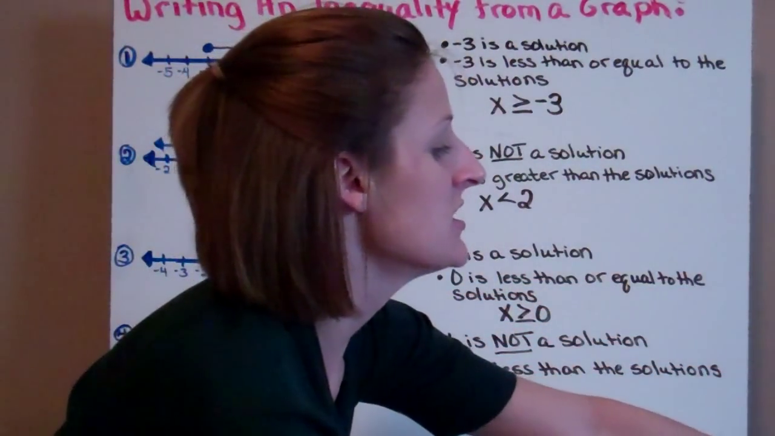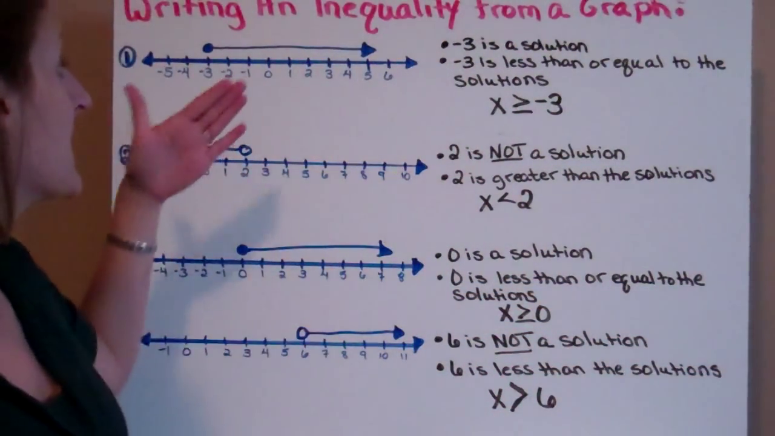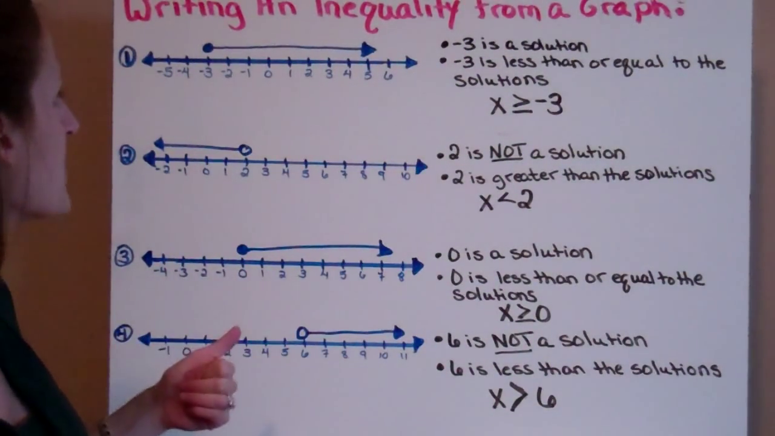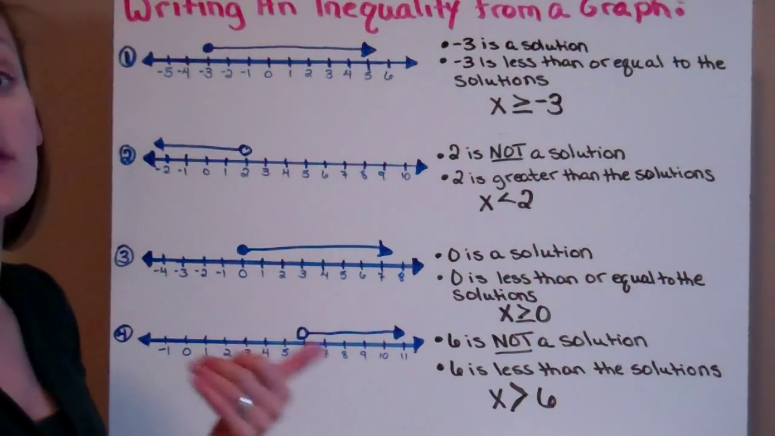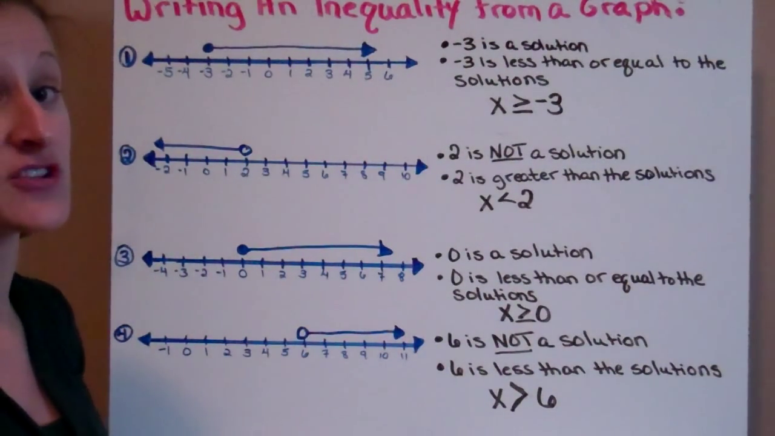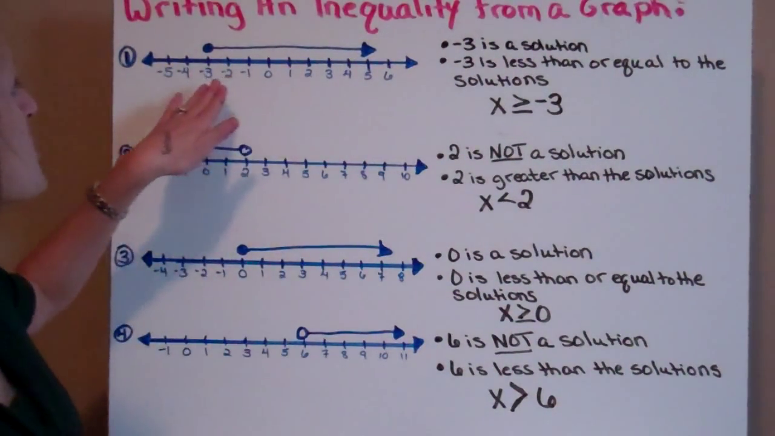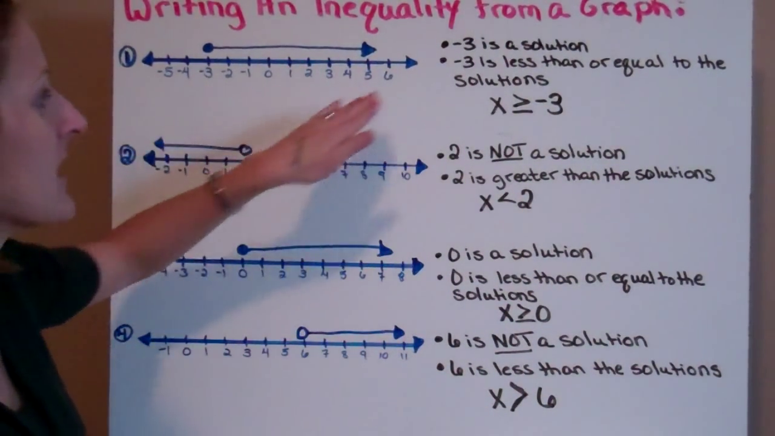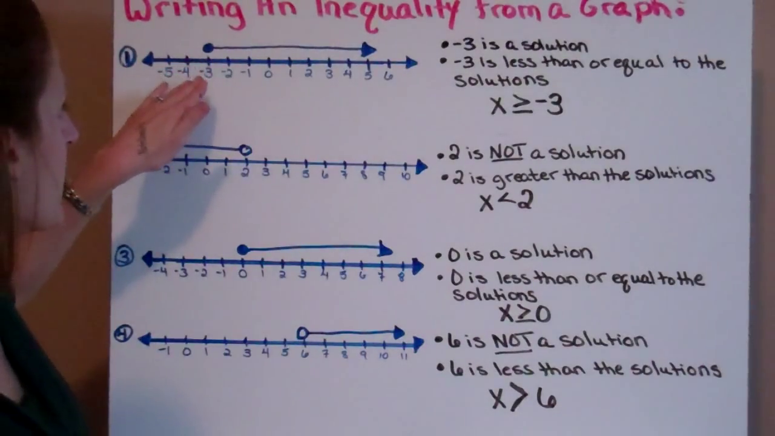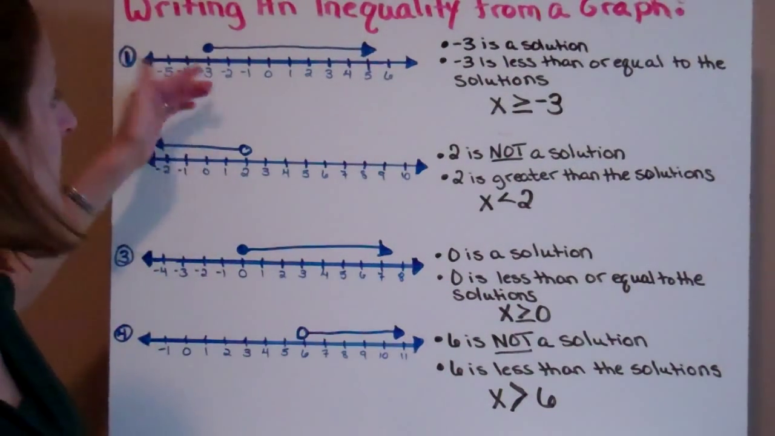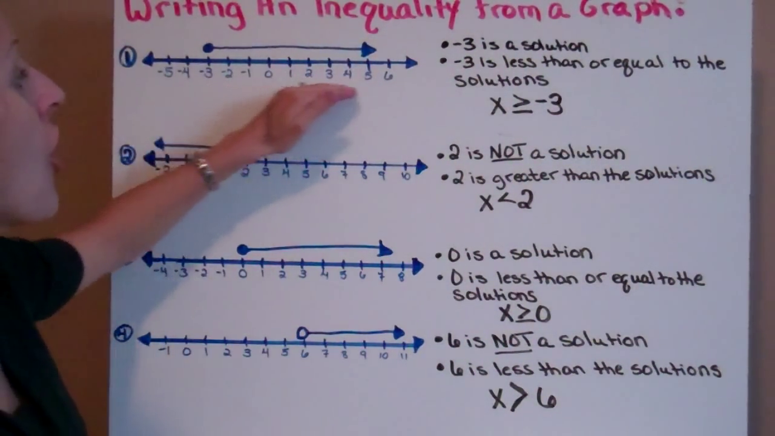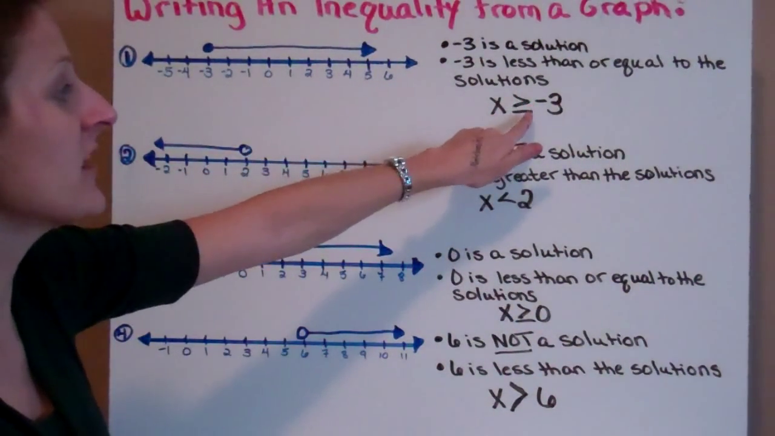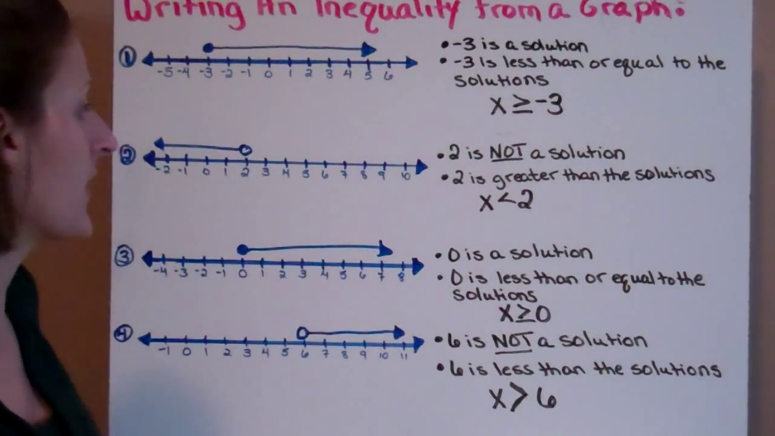Now, we're going to write an inequality from the graph. So I'm going to give you the graph and say, okay, what is the inequality? Now, the first thing we need to do is look at the circle. If it's closed, that means equal to. If it's open, it's not equal to. So in this one, we know that negative 3 is the solution. And we know that negative 3 is going to be the smallest number because the arrow is going to the right towards all the bigger numbers. So that means I'm going to have x is greater than or equal to negative 3.